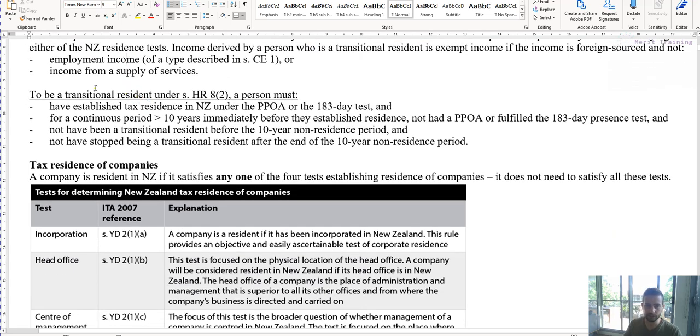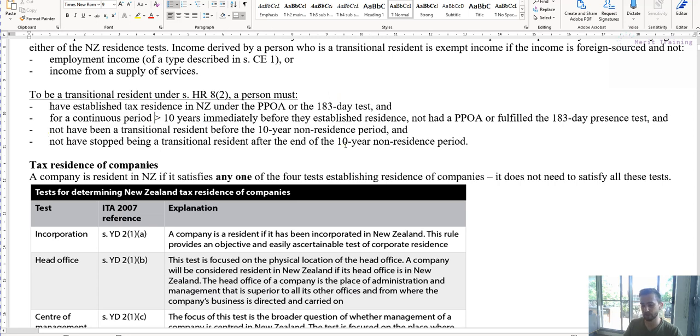So the key criteria to be a transitional resident is you must have established tax residence in New Zealand under the PPOA or the 183-day test. And you must not have been a tax resident, as we discussed above, for a continuous period greater than 10 years immediately before the established residence, not had a PPOA or fulfilled the 183-day test. So basically, you're not allowed to have been resident within the last 10 years immediately before they establish the residence.